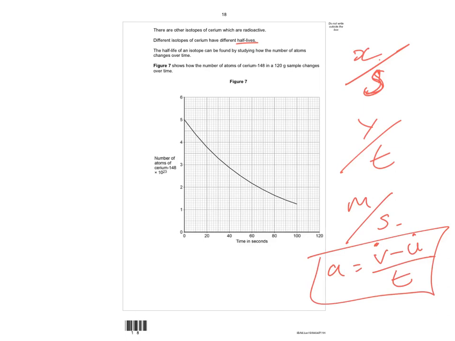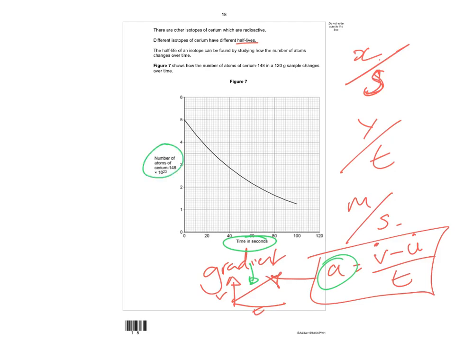What that would look like in a graph is essentially these things are gradients on graphs. For example, the acceleration one, if I have speed against time, the gradient would tell us what the acceleration is. So from that same notion, the gradient in this, because this is a graph of atoms of cerium over time, and we need to know the rate of decay, we're going to need to work out the gradient of the graph. The tricky thing, though, is it's a curve.